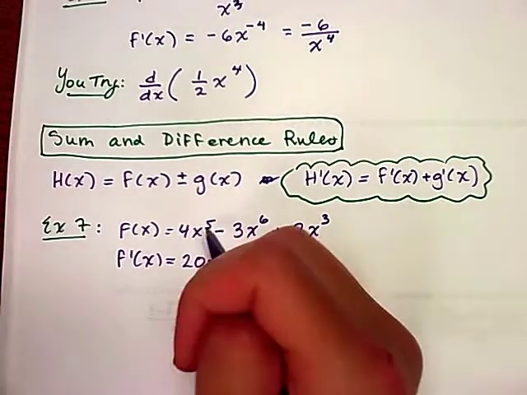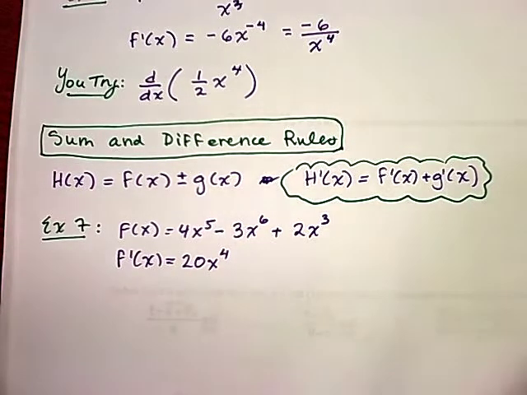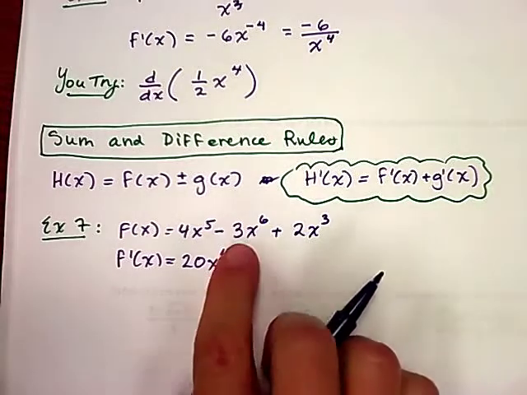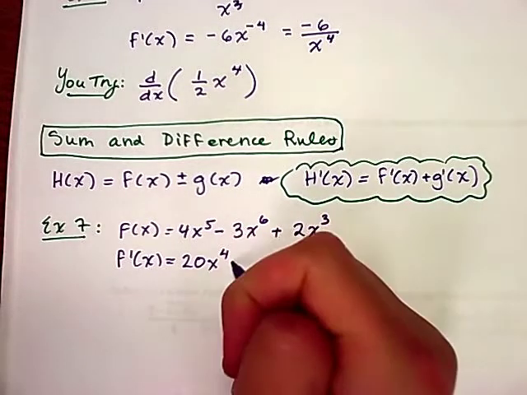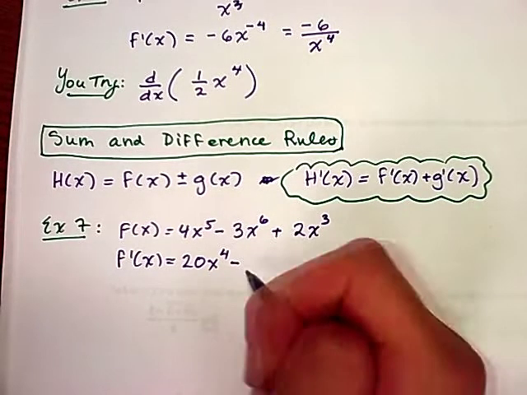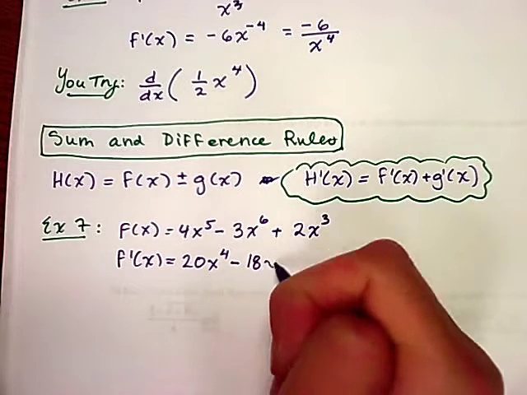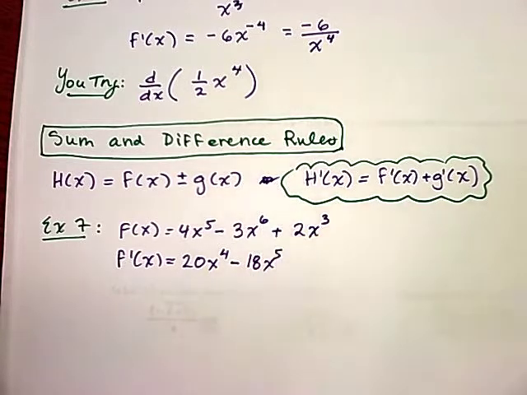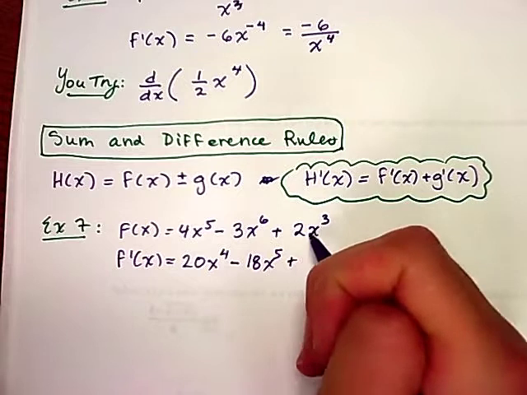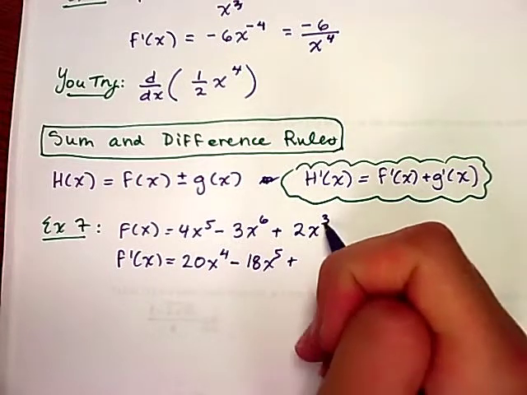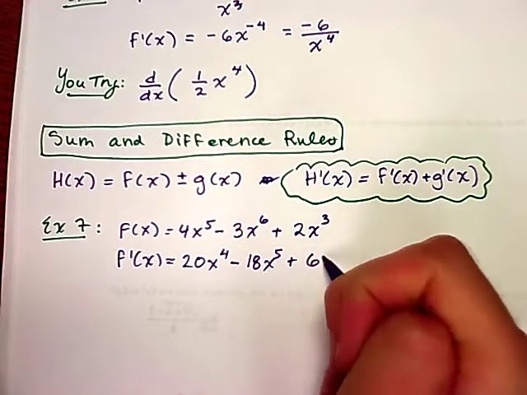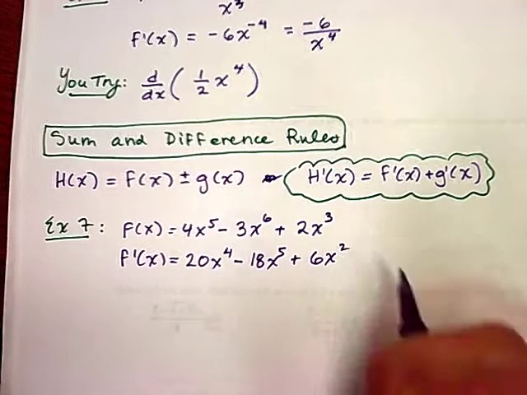And then my new exponent is 1 less than my old, 4. So it's 20x to the 4th. With my next one, 6 is getting multiplied to 3. I'm going to bring down the negative sign, so I get 18x, and then my exponent gets bumped down 1 to a 5. So negative 18x to the 5th. And then my last term would be 2 times 3. The 3 comes down, so I get 6x, and my new exponent is 1 less than my old, 2.